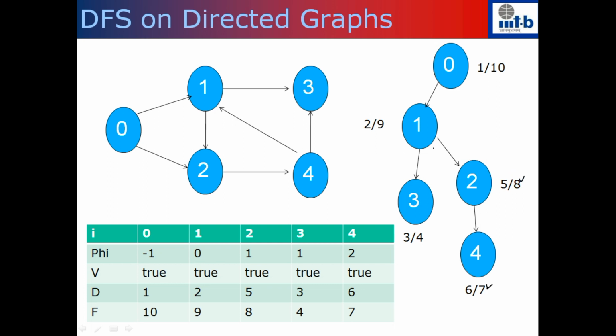Now I go back. So all the adjacent vertices of 1 also have been visited. I set this as 9. Then I come back to 0. When I come back to 0, the other adjacent vertex is 2, but that flag has already been turned true. So that means that has been visited. So I set the finish time of 0 to be 10.